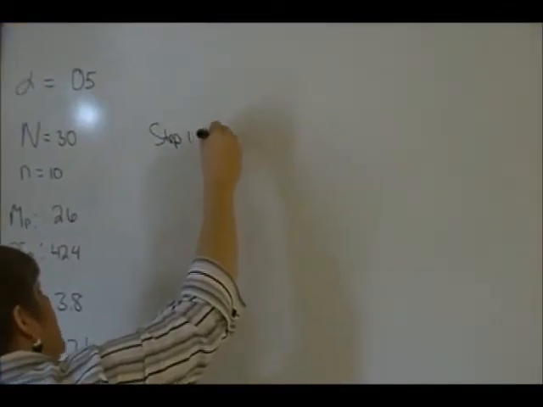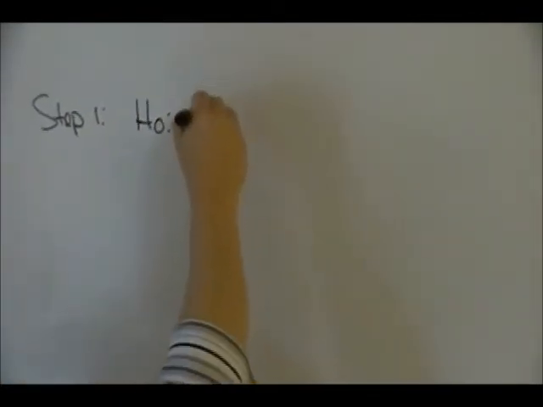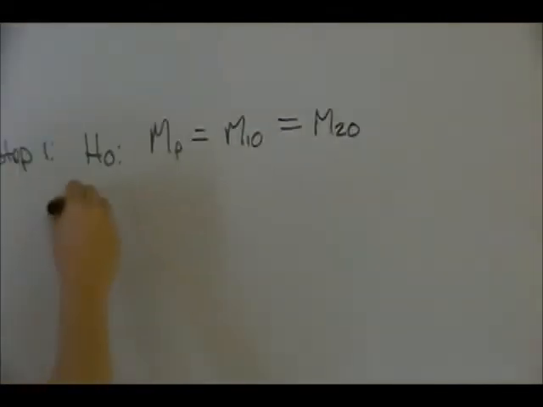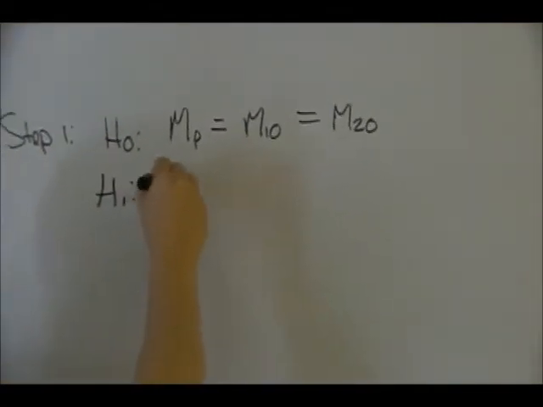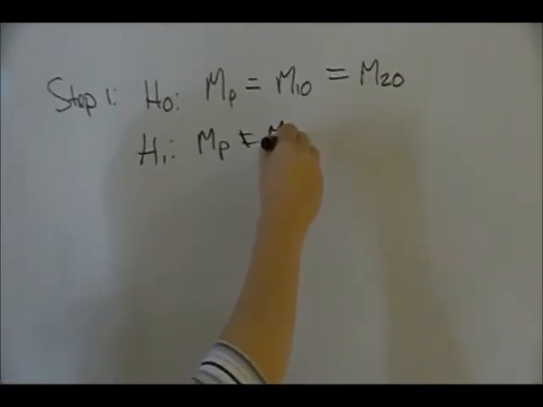So step 1 for hypothesis testing. State my hypotheses. My null hypothesis would be that all of these means are equal. So the mean for the placebo group is equal to the mean for the 10 milligram group, which is equal to the mean for the 20 milligram group, okay? Now my alternative or research hypothesis then would be that these means are not equal to one another.